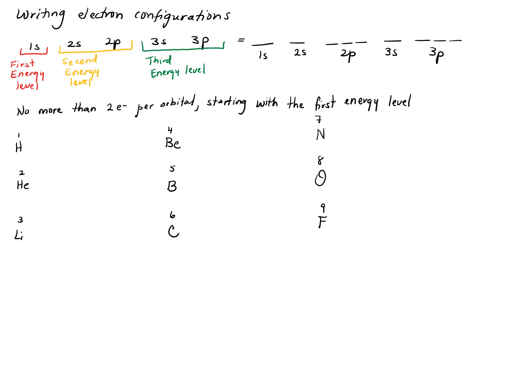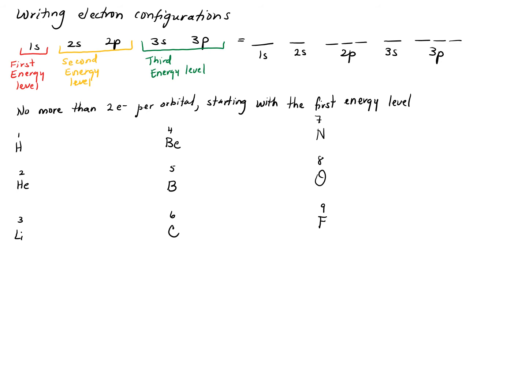How many electrons do I have in the first energy level? In which orbital? How many electrons do I have in the second energy level? In which orbitals do I have those electrons? Same thing for the third energy level. The more electrons you have in an atom, the more orbitals are required to actually accommodate those electrons.